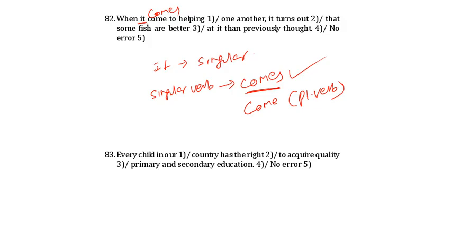Here fish means people. Some people are better at it than previously thought. So here we are using it. So it is singular. You use the singular verb, that is comes. Come is a plural verb and it should not be used. Next.